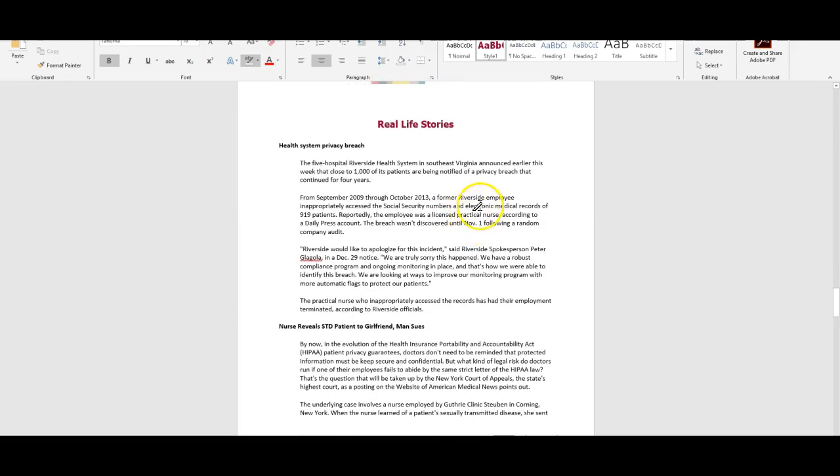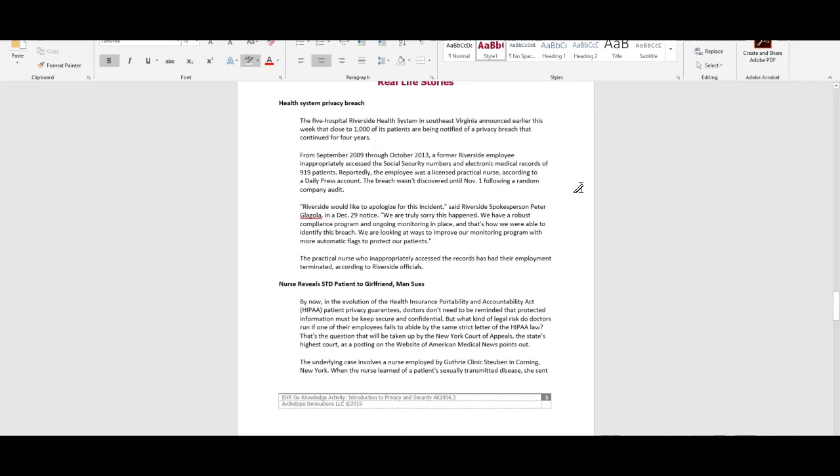So here's some real life stories, and these are pretty interesting. There was a health system privacy breach. This is the story about a 5-hospital Riverside Health System in Southeast Virginia that had close to 1,000 of its patients being notified of a privacy breach that continued for 4 years. 4 years, people. That's a long time. It went on from September 2009 to October 2013.